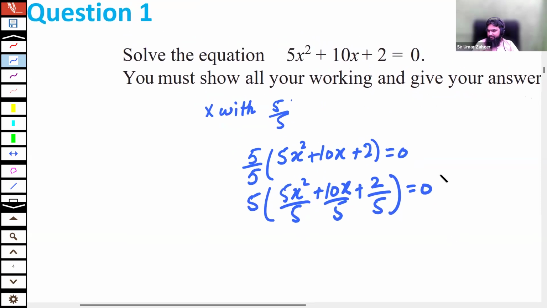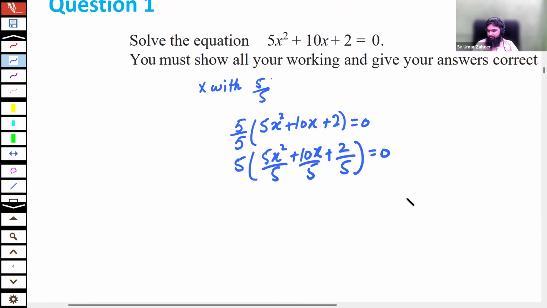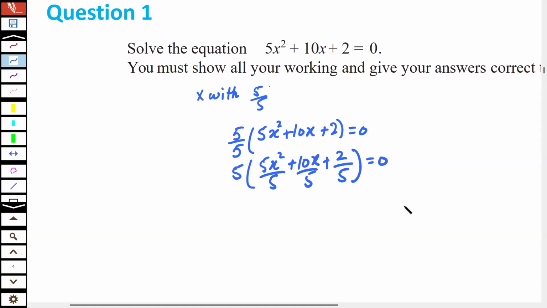Yes, everyone. Any question? Yes, Simon. I don't understand why we can't just directly divide all of it by 5, both sides divided by 5.